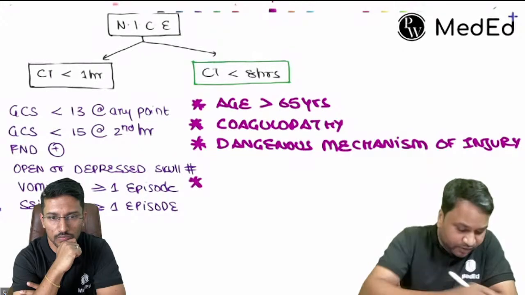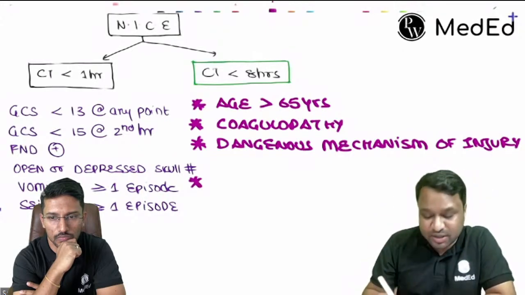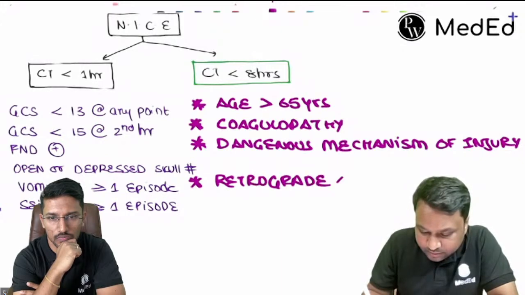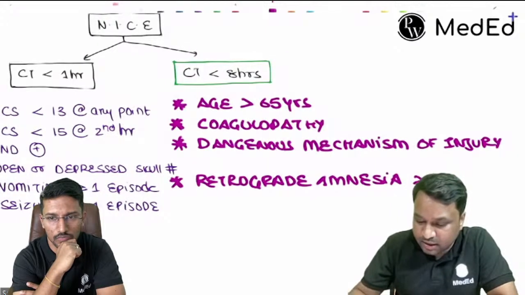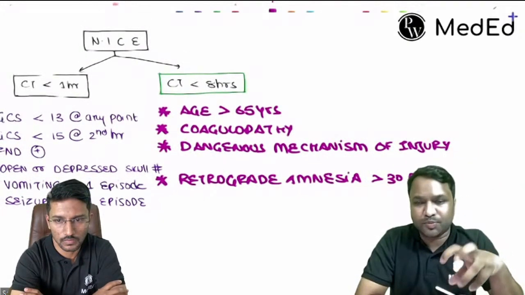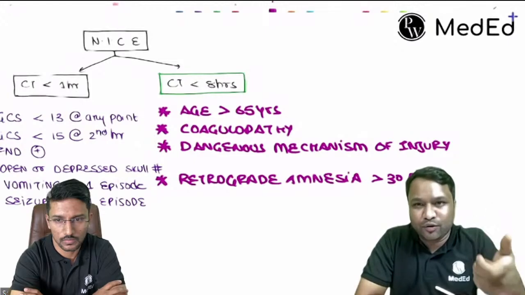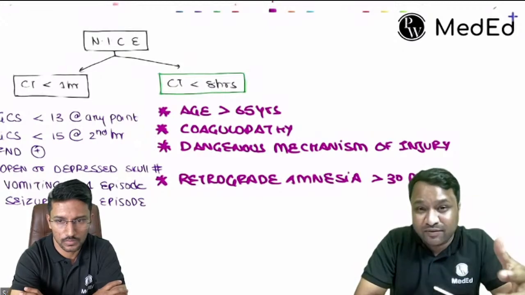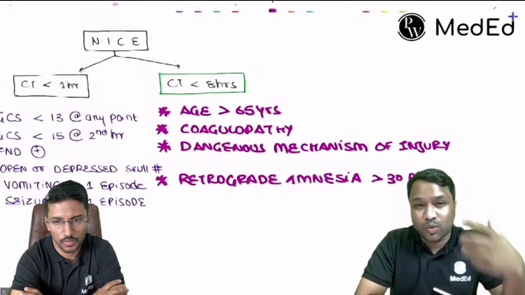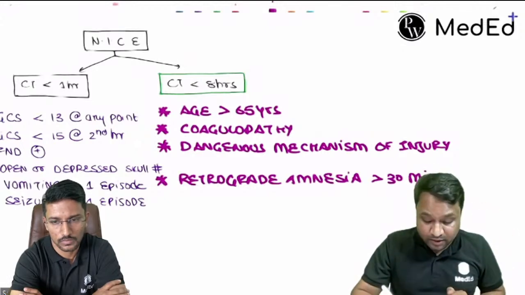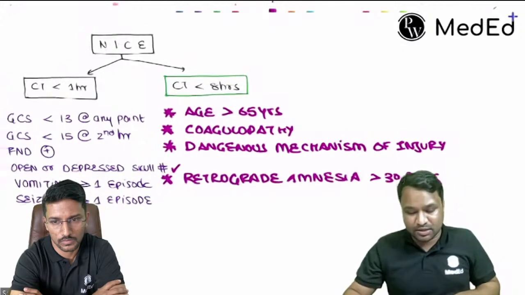Along with dangerous mechanism of injury, if the patient presents you with retrograde amnesia for more than 30 minutes, right? See, if a patient had a head injury and he's been brought to the hospital, and you ask him where did you fall and how did you fall, if he's able to tell it, it is fine, right? But if he does not remember whether he was traveling, did he leave his home properly or not, who he was traveling with, what he was driving, if those things are not being recalled, then you have to get a CT as early as possible, that is within the 8 hours window, right?